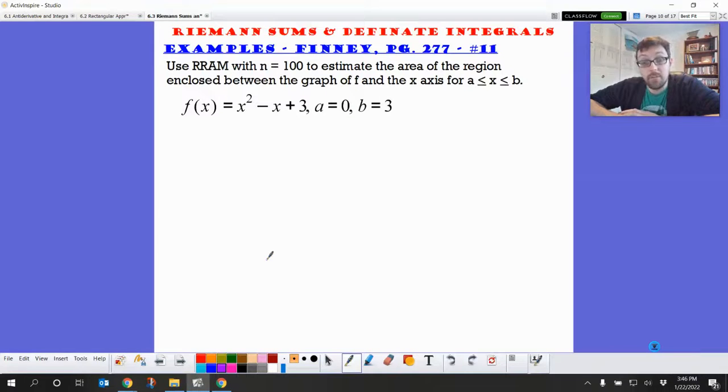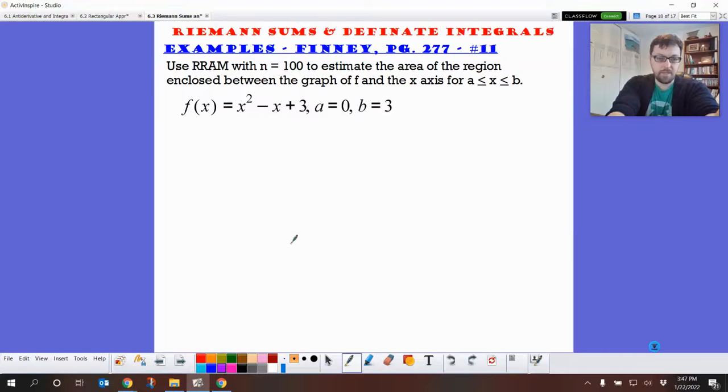So I want to do a right-hand rectangular approximation, but I don't want to do a couple rectangles. I don't want to do a few rectangles. I want to do 100 rectangles, which is a lot of rectangles. So we are going to use this summation notation in order to get this large number of rectangles rather than doing the rectangular approximation 100 times.